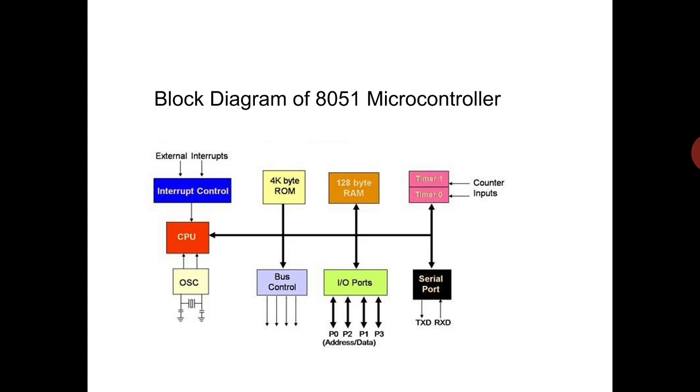The special function registers in the interrupt unit are IE and IP. IE means interrupt enable and IP means interrupt priority. IE and IP, these are the two registers.